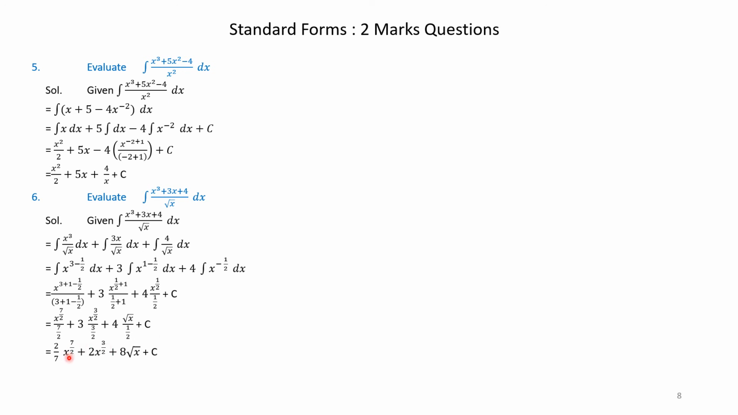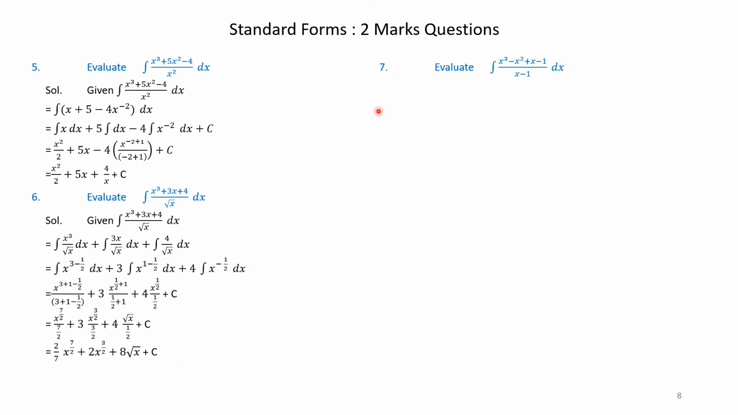Therefore, simplifying, it becomes 2 by 7. The denominator 7 by 2 becomes 2 by 7 in the numerator. 2 by 7 into x to the power of 7 by 2, plus this 3 and this 3 get cancelled and 2 remains. So, 2 into x to the power of 3 by 2, plus this 2 goes to the numerator and gets multiplied with 4. So 2 into 4 is 8. Square root of x plus c is the answer.